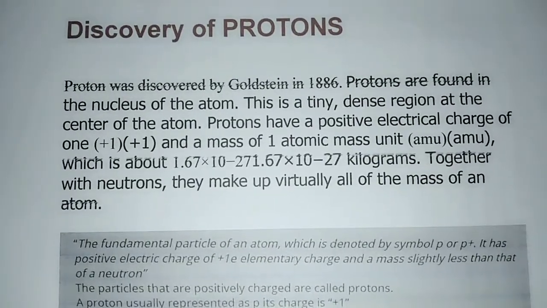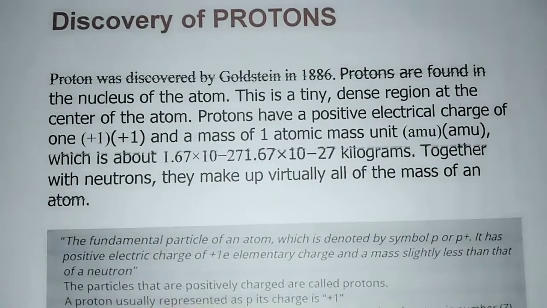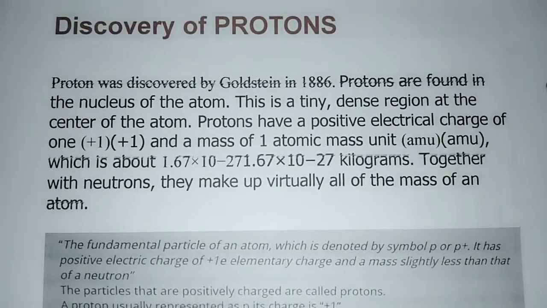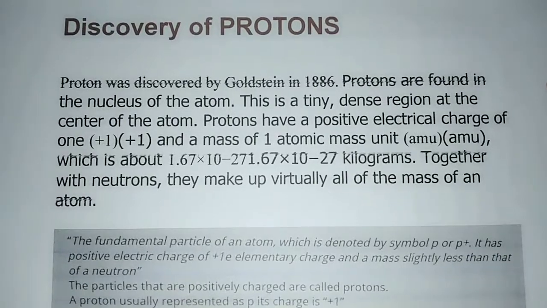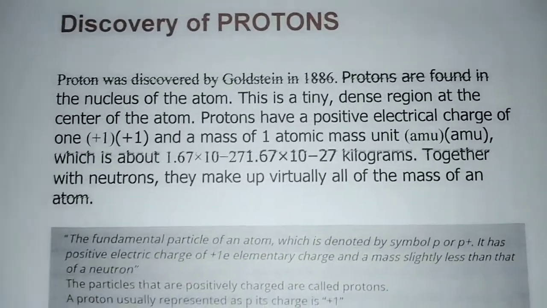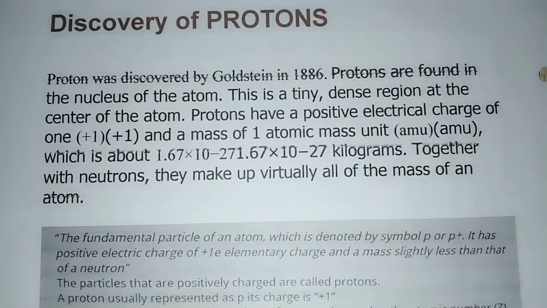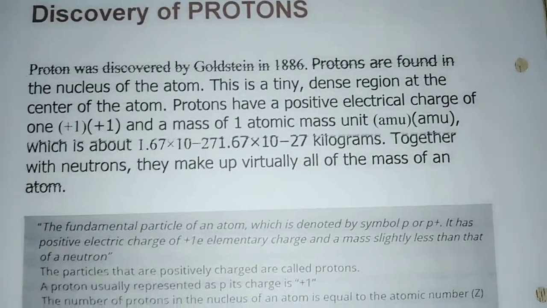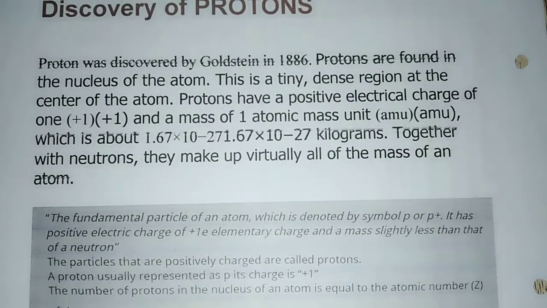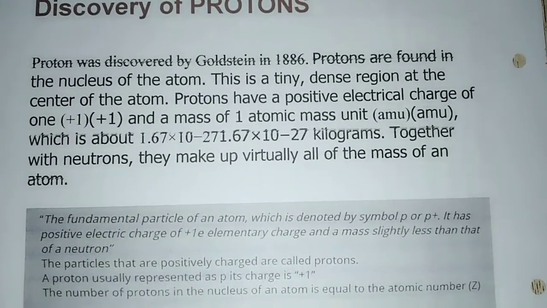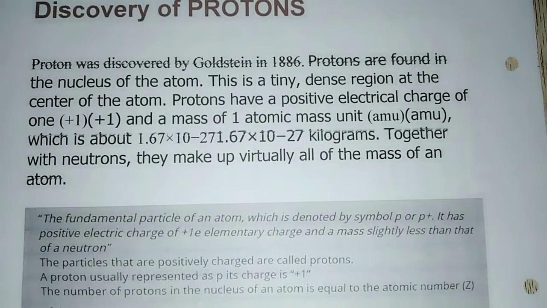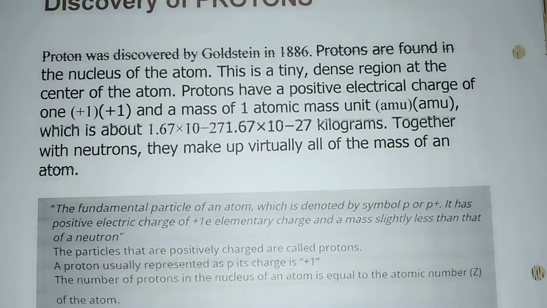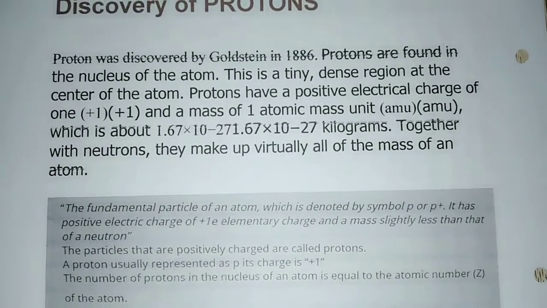Discovery of proton. The proton was discovered by Goldstein in 1886. Protons are found in the nucleus of the atom. This is a tiny dense region at the center of the atom. Protons have a positive electric charge of plus 1 and a mass of 1 atomic mass unit, AMU, which is about 1.67 into 10 to the power minus 27 kilograms. Together with neutrons, they make up virtually all the mass of an atom.